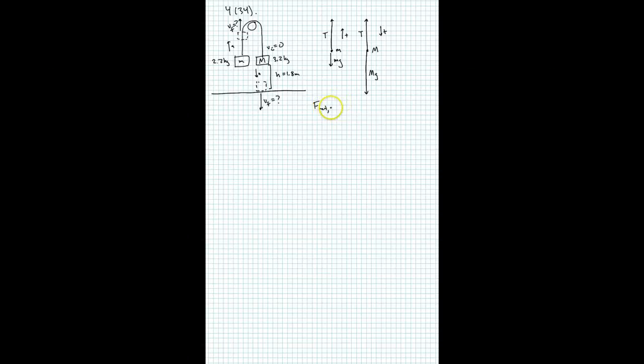So F net for little m is T minus mg, and by Newton's second law, that equals the mass of little m, because those are forces on little m, times the acceleration of little m. They both have the same acceleration, so we don't need to differentiate. Now forces on big M, it's a weight down and a tension up because of our choice of direction of positive. Those are the signs, and that by Newton's second law equals big M times A, because these are the forces on big M. So if we're going to find A, we need to eliminate T.